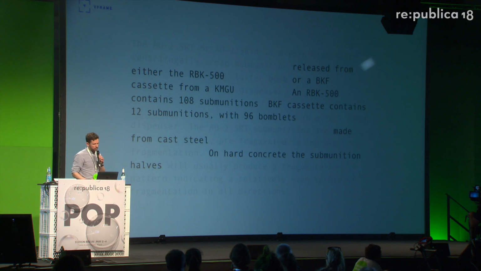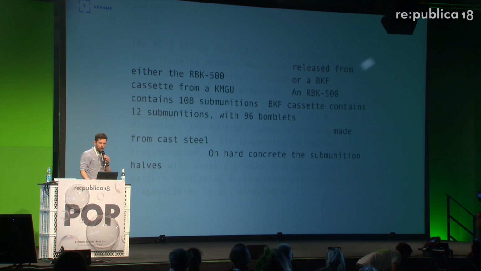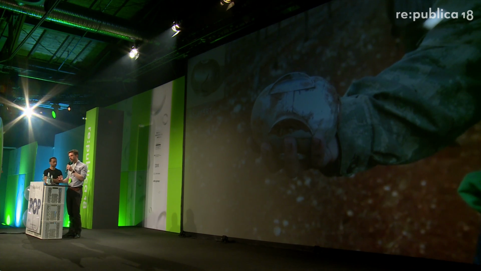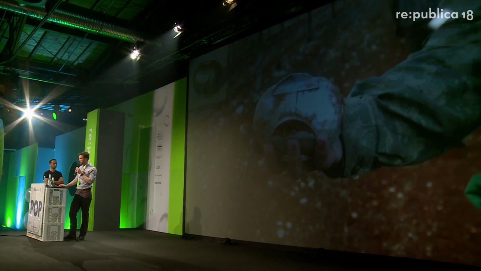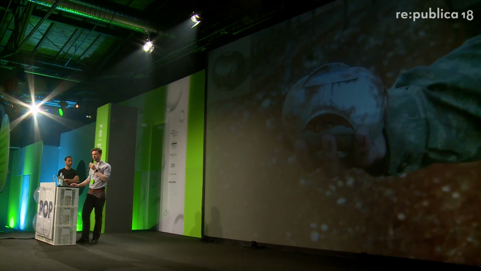It's released from an RBK 500 or a BKF cassette. An RBK contains about 108 submunitions, 12 with 96 bomblets, and often when it hits, if it doesn't explode outright, it'll separate in half. So from the initial photo, the visual profile of an AO 2.5 appears simple, but in the real world it's much messier. It appears with dirt, and so it's kind of occluded.